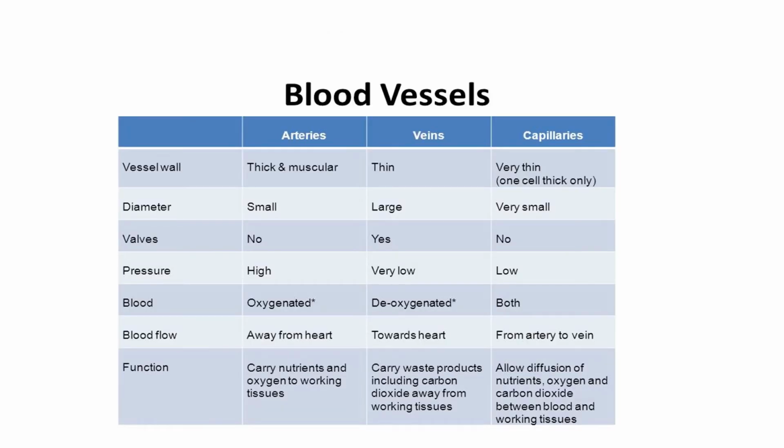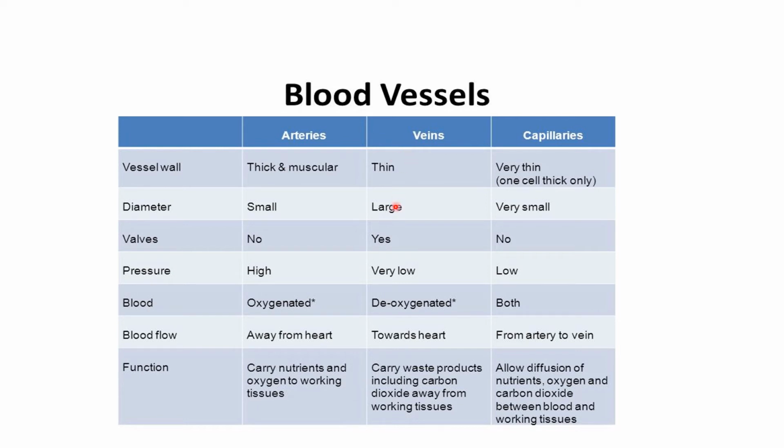Let's do the comparative study of blood vessels, arteries, veins and capillaries. On the basis of these points, first point is vessel wall. Arteries have thick and muscular walls, veins have thin walls, and capillaries have very thin walls. Why do arteries have thick and muscular walls? Because arteries carry the blood away from heart, which is under high pressure. To bear this pressure, arteries need thick walls.